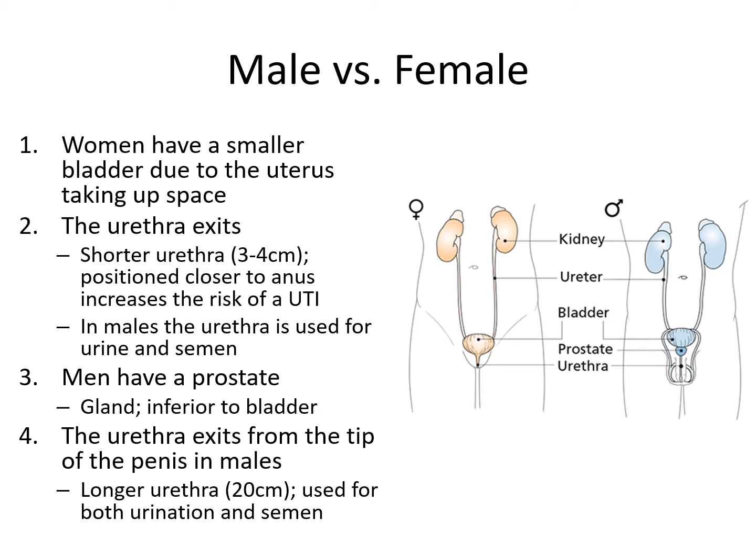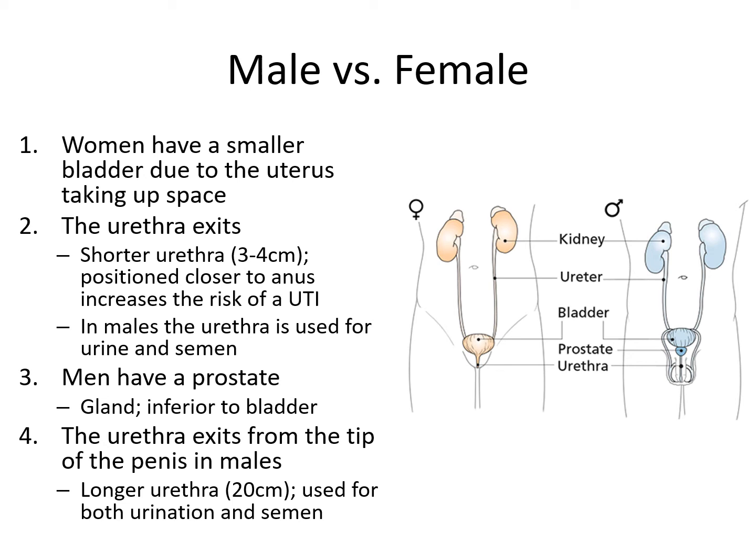The fourth and final point to make is that the urethra exits from the tip of the penis in males. This kind of goes along with the second point, but I kind of see it as being a fourth point that's kind of its own thing. Males have a penis, females don't. Males are going to have a much longer urethra than a female. It's about 20 centimeters compared to a female's 3 to 4 centimeters. And again, the urethra for males is going to serve 2 purposes, and that is urine and semen.